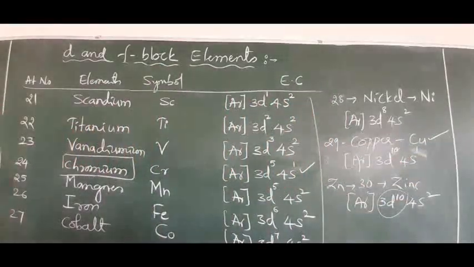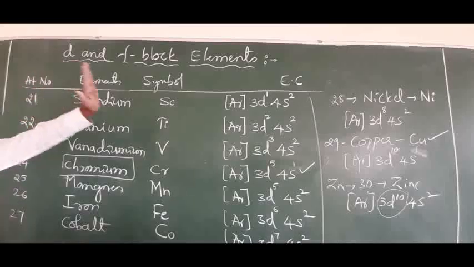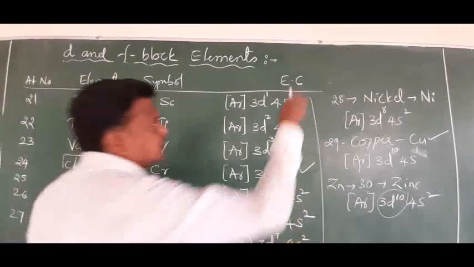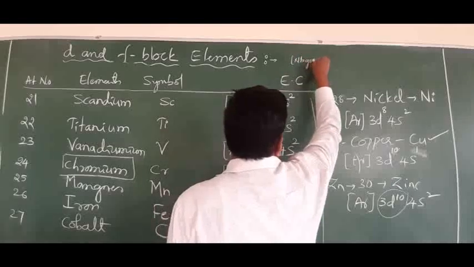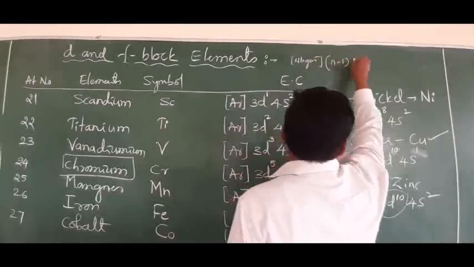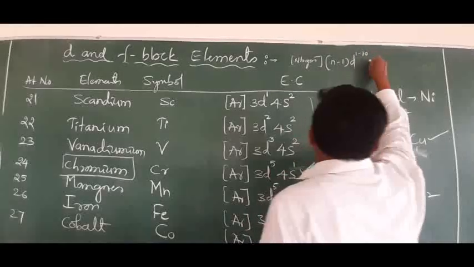This is the first of the general properties of the D block. I repeat once again, what is the general electronic configuration? Noble gas, (n-1)d1 to 10, ns1 to 2, friends.